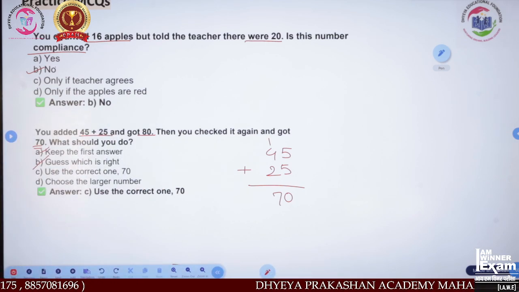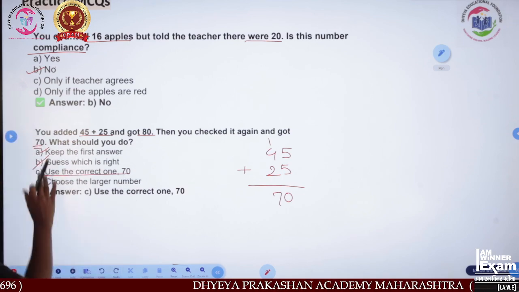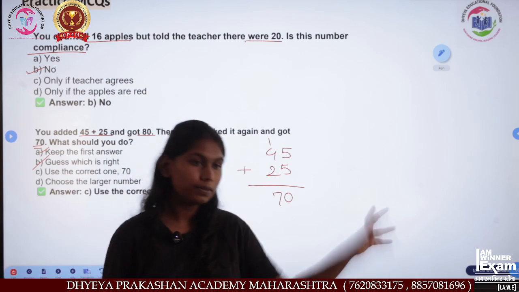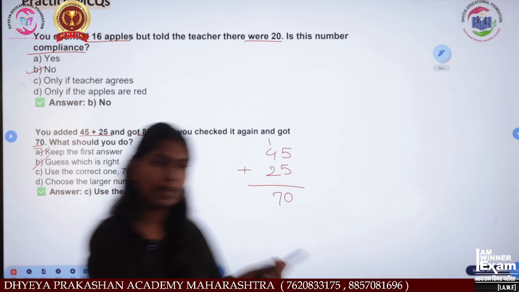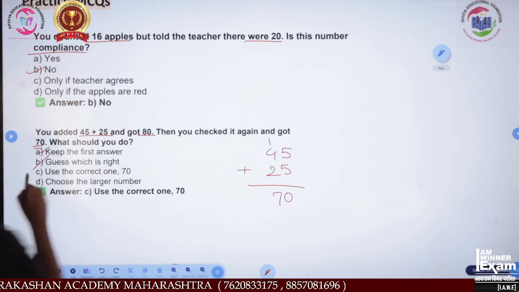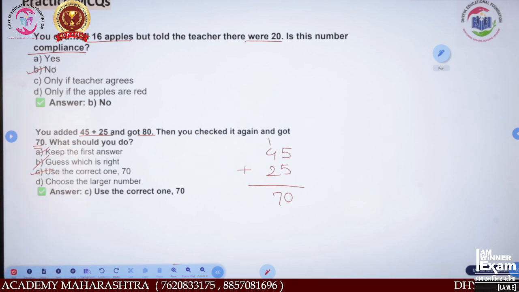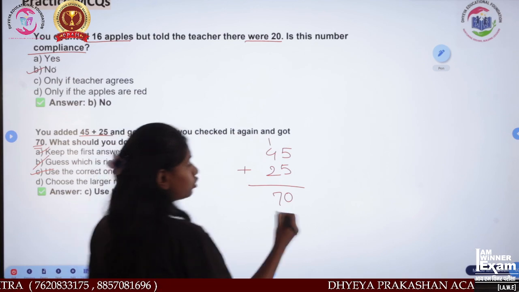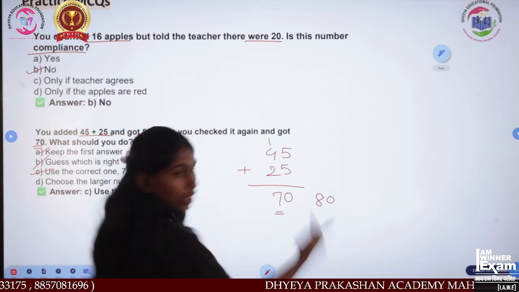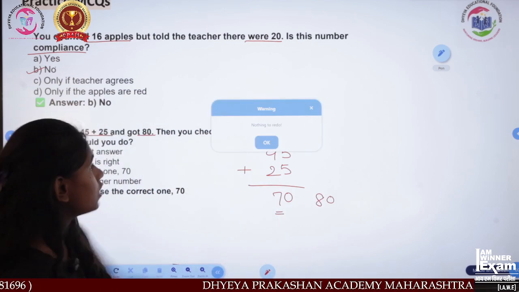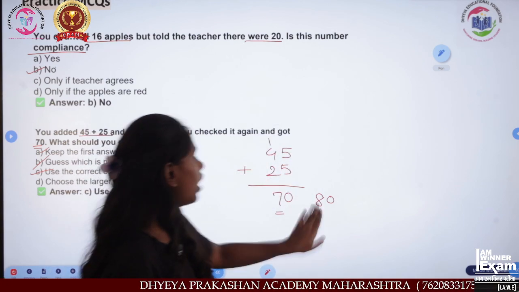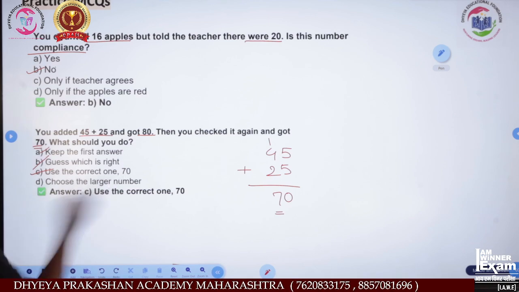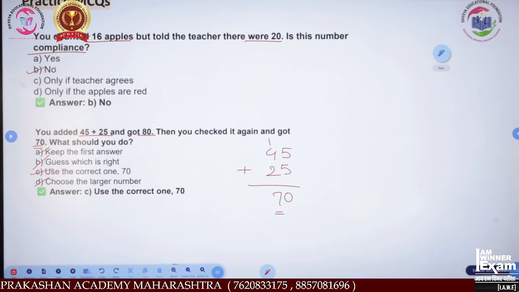Then use the correct one, which is 70. Now using the correct one, how will we know that 70 is correct? So we have to resolve it again, right? So use the correct one. 70 is the correct answer. Or choose the larger one. The actual answer is this. But if you choose the larger, which is 80, then the answer will be incorrect, right? So use the correct one, that is 70.